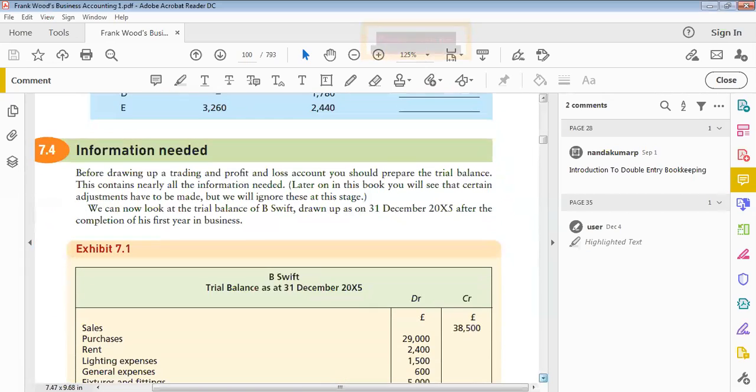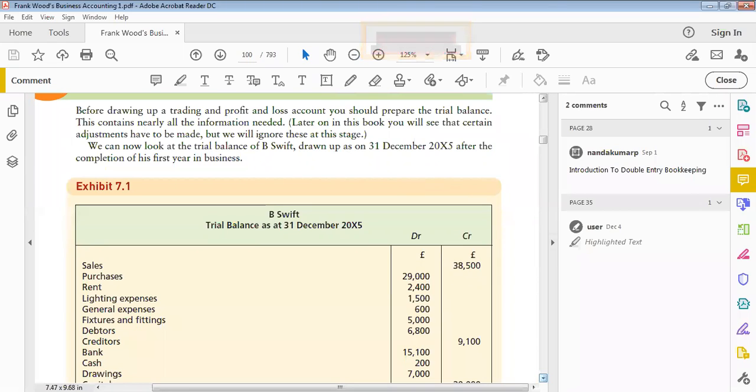All right, let's go. Now, before drawing up a trading profit and loss account, you should prepare the what? Trial balance. We did that in the last class, right? Now, this contains nearly all the information needed. Later on in the course, you will see that certain adjustments have to be made, but we'll ignore these at this stage. Now, we can look at the trial balance of B Swift, drawn up as on December 31, 2005, after the completion of his first year in business.